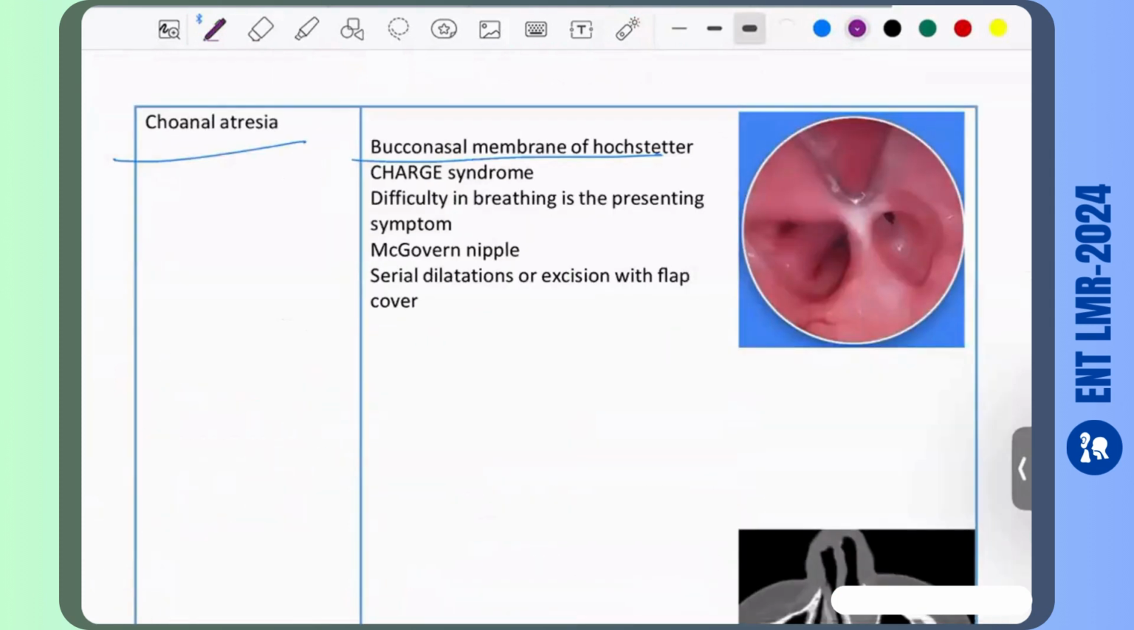Choanal atresia is nothing but the posterior end of the nasal cavity having an atretic segment of bone. So the bucconasal membrane of Hochstetter is prominent. It is a part of CHARGE syndrome. Difficulty in breathing is the presenting symptom, which improves on crying.